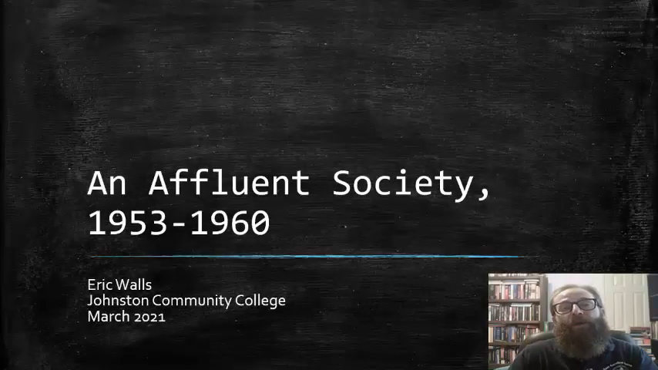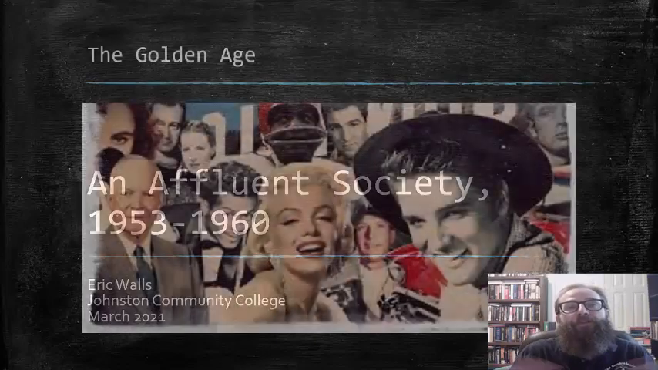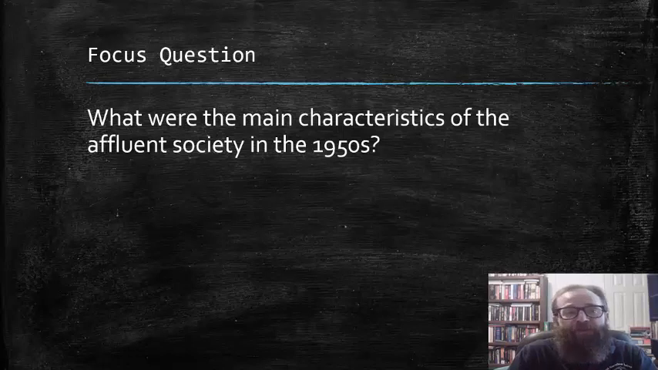Hello everyone, welcome to our lecture series for chapter 24 in your textbook, Give Me Liberty by Dr. Eric Foner. This chapter is entitled An Affluent Society, 1953 to 1960. This first section is entitled The Golden Age. The focus question for this first section is what were the main characteristics of the affluent society in the 1950s?